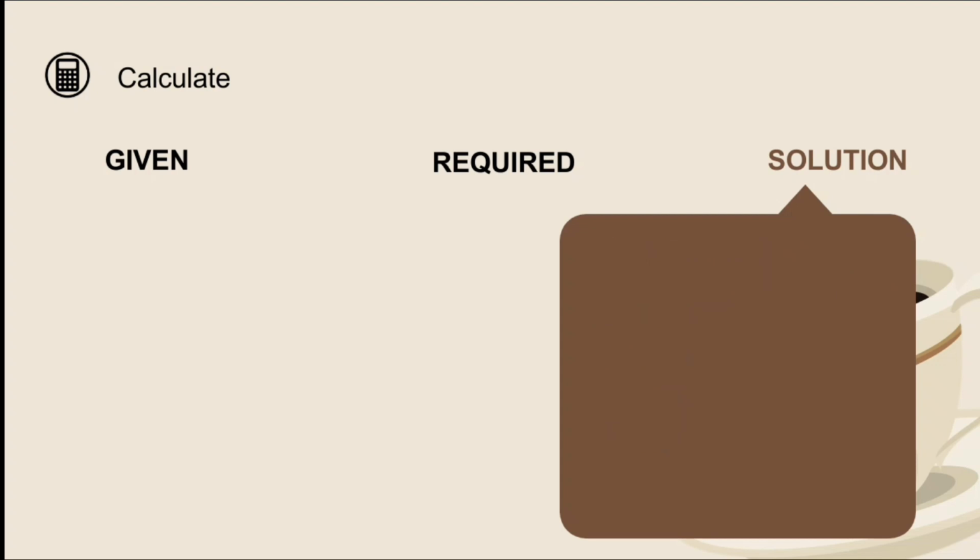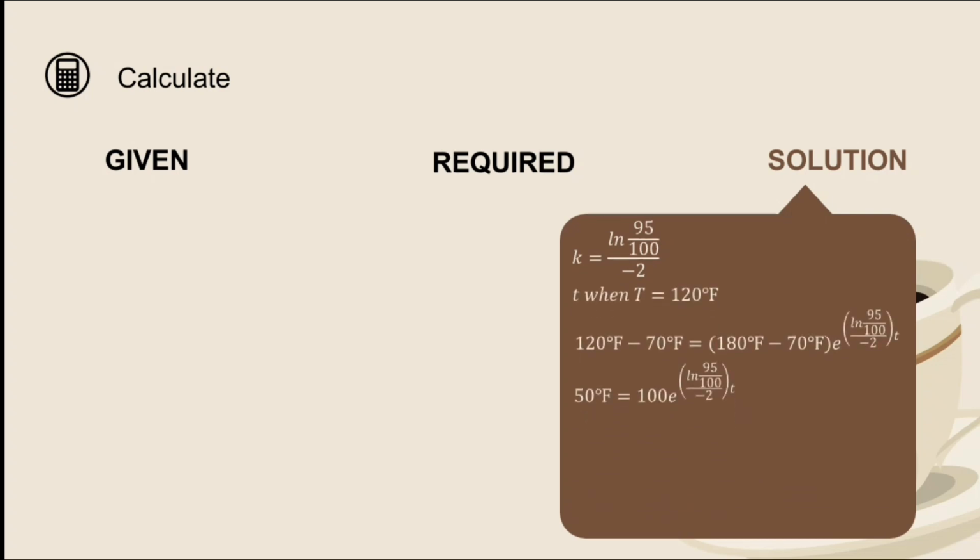So we now have the value of k. Next is we have to substitute the numbers. So time is equal to the natural logarithm of 50 over 100 all over the natural logarithm of 95 over 100 all over negative 2, which is approximately 10.76 minutes.